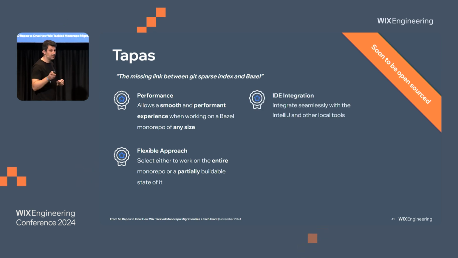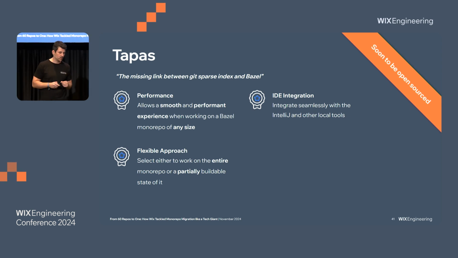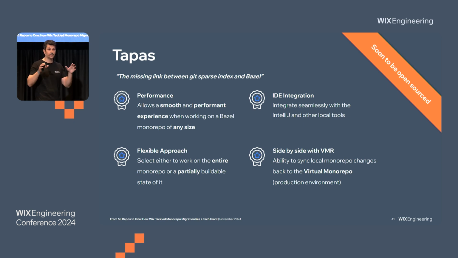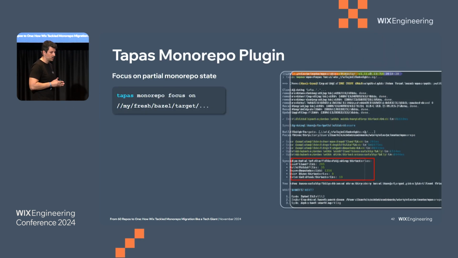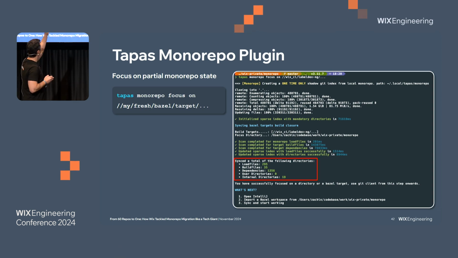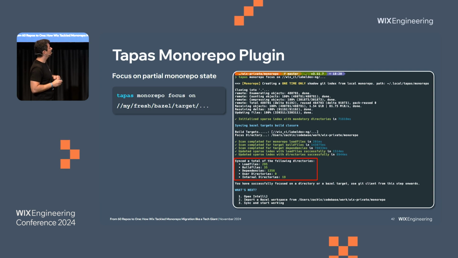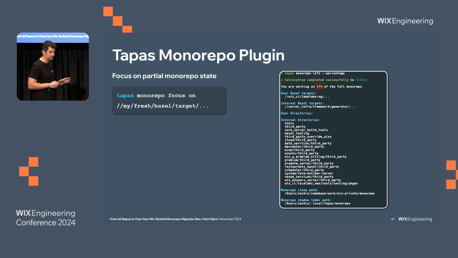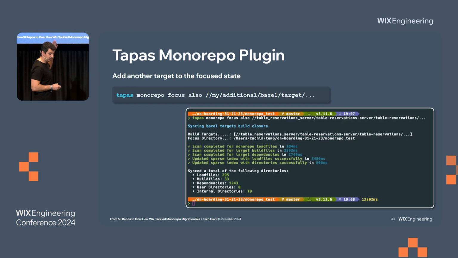IDE integration, seamless integration with IntelliJ and other Wix local development tooling. And side by side, there is an ability to work on the monorepo locally, but sync your changes back to the virtual monorepo, which is the production environment. I want to share with you how to focus on a partial state of the monorepo. Tapas monorepo focus on the target itself, and then automatically you're working on 17% of the monorepo locally. Everything is buildable and testable.